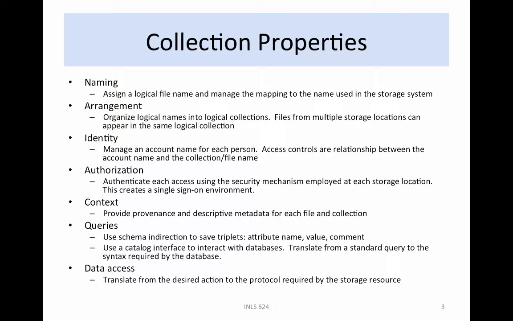For authorization, the data grid manages access controls, which require identifiers for the type of access, the user, and the file. For context, metadata attributes for provenance and description are managed with schema indirection, which stores the metadata name along with the metadata value. All of the persistent state information attributes are stored in tables in a metadata catalog. The attributes can be queried, retrieved, and manipulated.